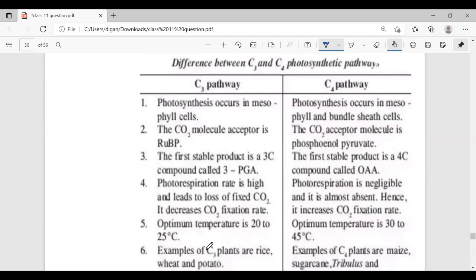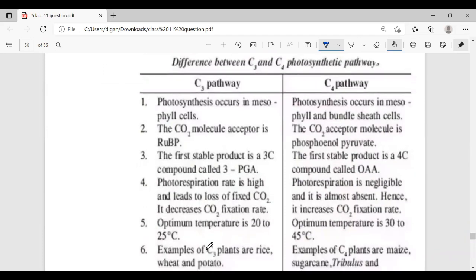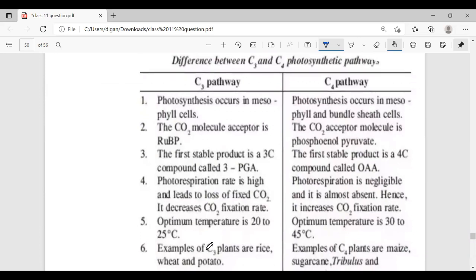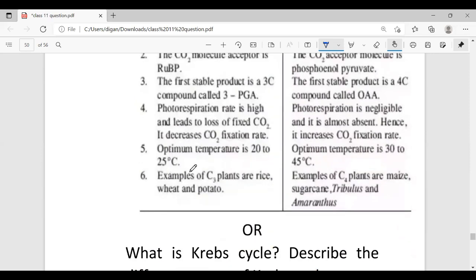Next, this is the difference between the C3 pathway and the C4 pathway. Photosynthesis occurs in mesophyll cells. Photosynthesis occurs in both mesophyll and bundle sheath cells. The carbon dioxide acceptor is RuBP, whereas the carbon dioxide acceptor is phosphoenol pyruvate. The first stable product is a 3 carbon compound. The first stable product is a 4 carbon compound. Then the optimum temperature is 20 to 25 degrees, whereas here it is 30 to 45 degrees. An example of C3 plants is rice, whereas an example of C4 plants is maize.